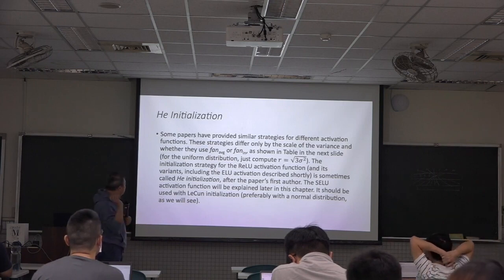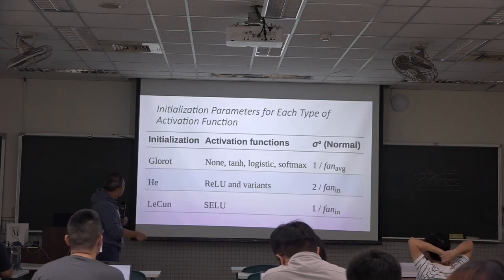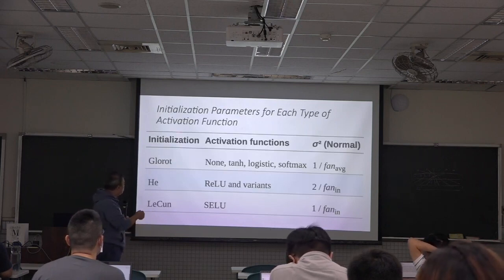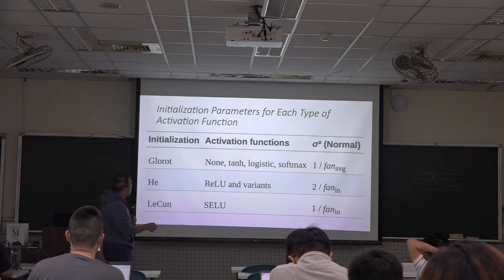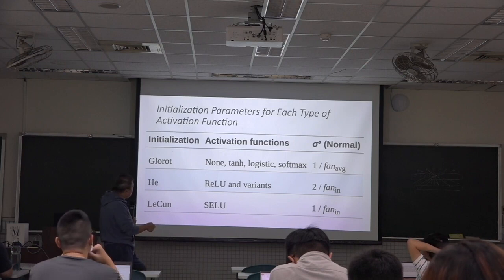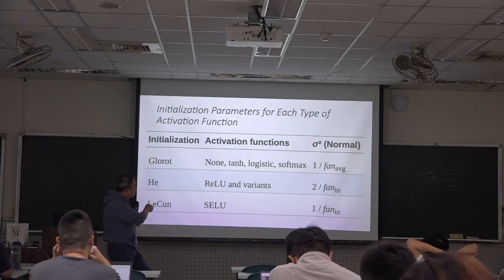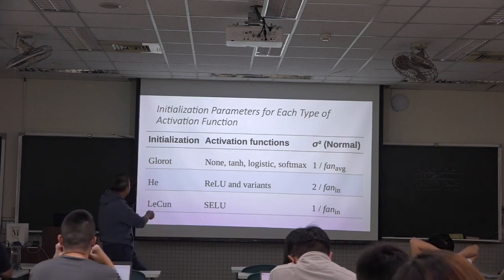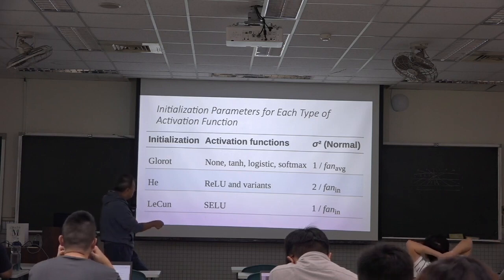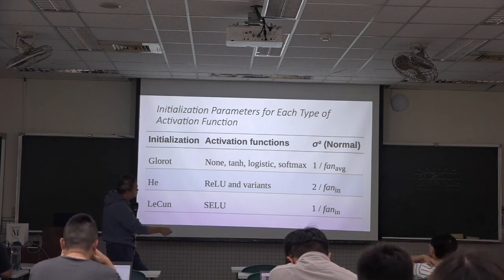Let me show you a table that lists the initialization techniques that you should understand. For example, if you use no activation, hyperbolic tangent, or logistic softmax, this type of saturated activation function, then you should use Glorot or Xavier. If you use ReLU or a variant, and I will explain later what these variants stand for, then you should use the He initialization, which is a normal distribution with sigma squared equal to 2 over fan-in.